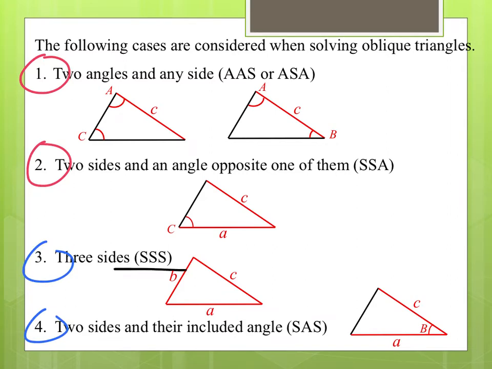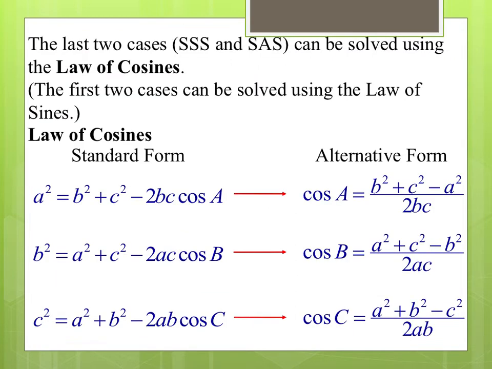So if we know all three sides, we can use law of cosines to help us solve for a missing angle. Or if you know two sides and an included angle, then we can use law of cosines to help us solve for the opposite side. In this case, we're solving for side b. Let's take a look at a few triangles set up to solve using the law of cosines. But first, let's talk about what the law of cosines actually is.